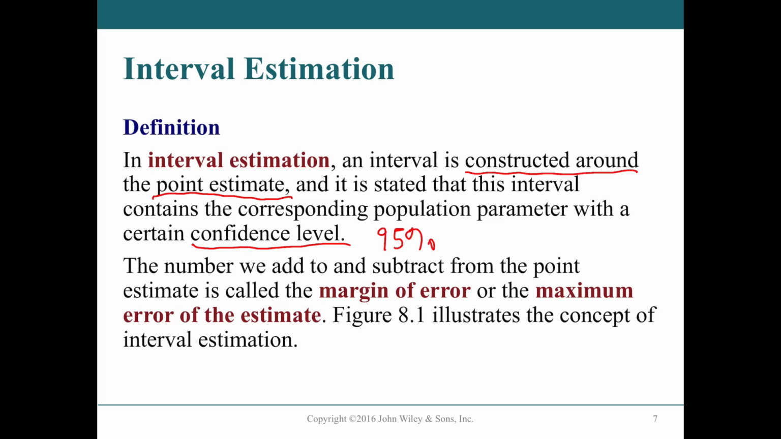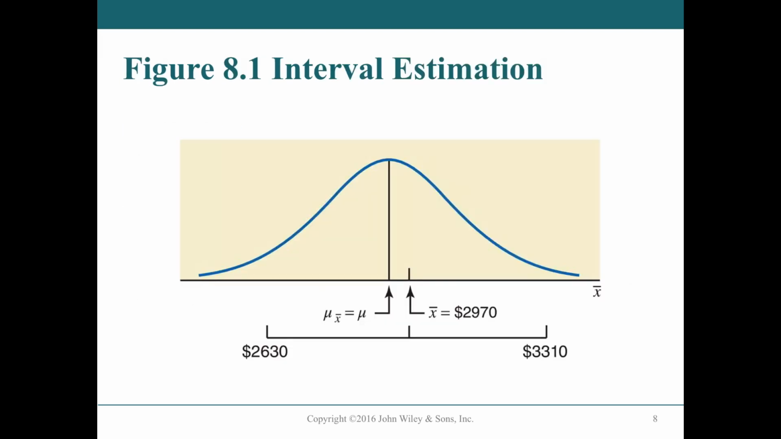The number we add to and subtract from the point estimate is called the margin of error or the maximum error of estimate. Margin of error is a very popular term. I've seen it abbreviated as MOE sometimes, but margin of error is what we'll use.